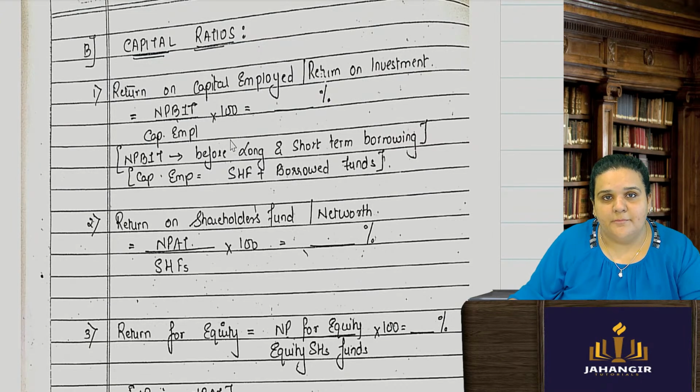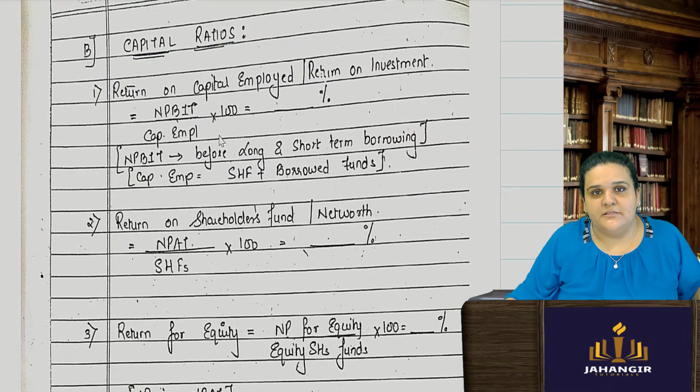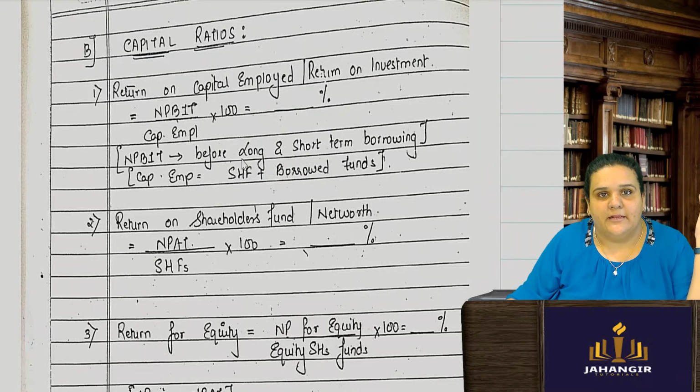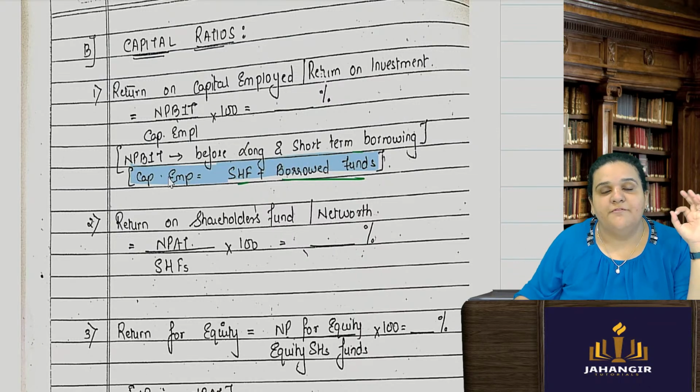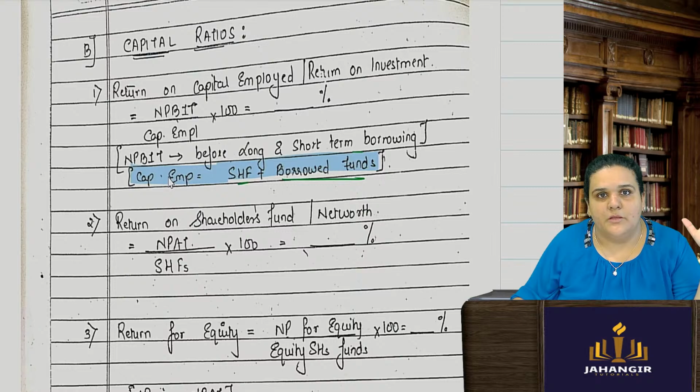We have done the statements. If you will refer to all my previous revision lectures, we have always kept talking about NPBIT. It is net profit before interest and tax. What interest? Before long-term and short-term borrowing interest. And what is our capital employed? It is our shareholders' funds plus our borrowed funds. So by now you should all be familiar with all these terminologies, all these terms, all the concepts.